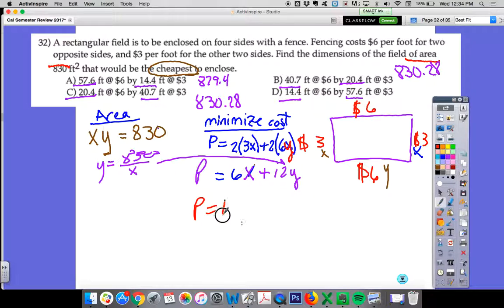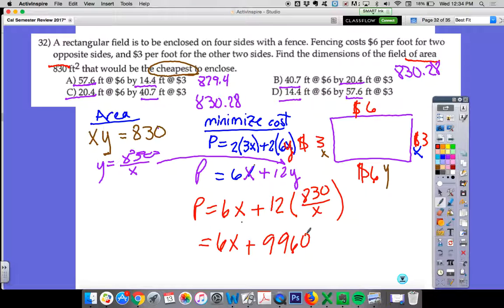So I got this 12 times 830 over X. It looks awful. It takes a long time, but it's really not that bad. Somebody grab a calculator and bump out what is 12 times 830. Big number. 9,960. Yes. And I'm going to bring the X to the top. Is that good with y'all?